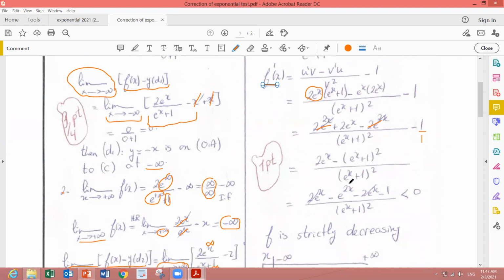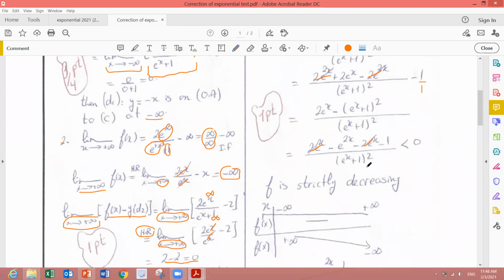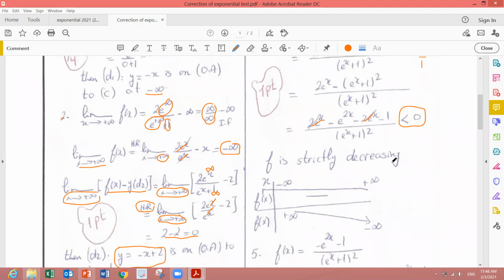Now we expand (e^x plus 1) squared. It becomes e^(2x), plus 2ab, which is 2e^x, and 1 squared is 1, all with a minus sign: minus e^(2x), minus 2e^x, minus 1. So 2e^x minus 2e^x cancels, and we get minus e^(2x) minus 1 over (e^x plus 1) squared, which is negative, since minus 1 is negative and minus e^(2x) is negative. So the function f is strictly decreasing.